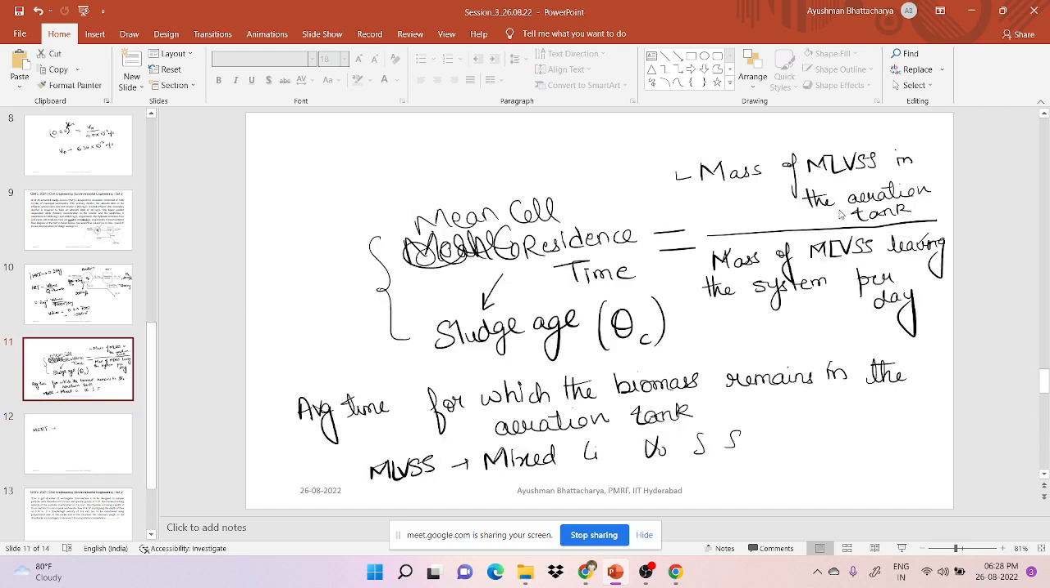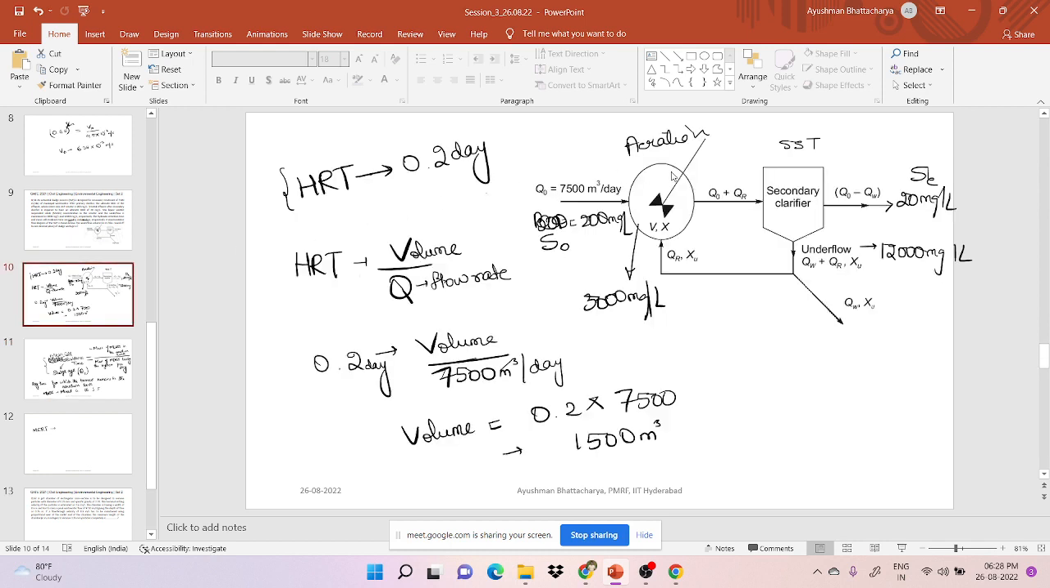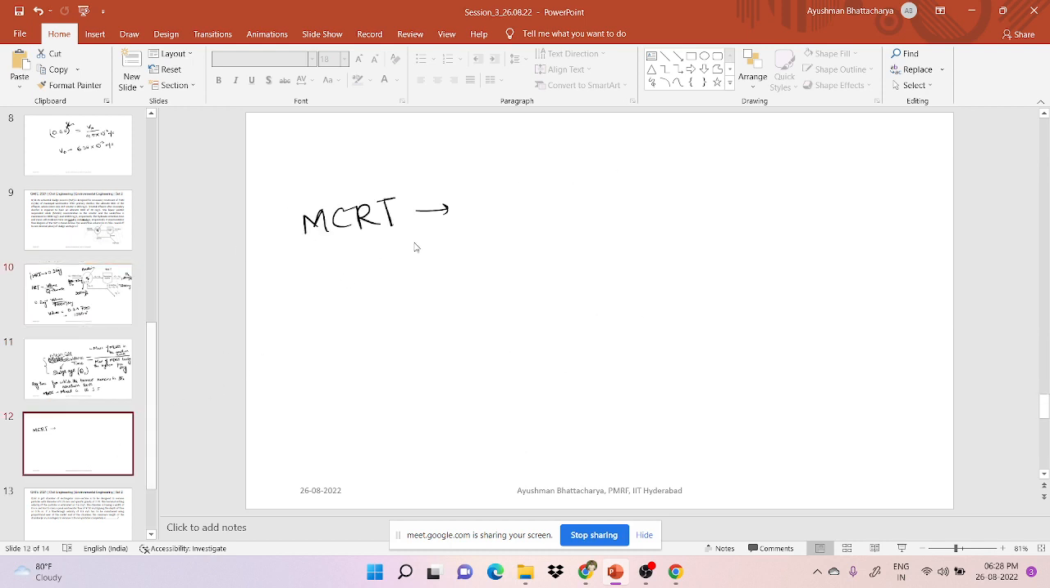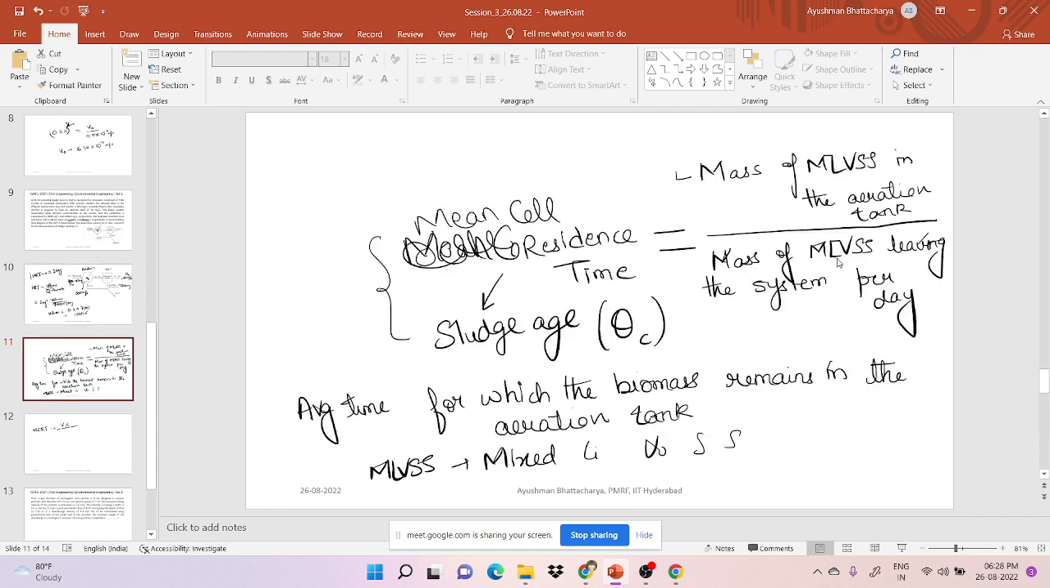mass of MLVSS in the aeration tank. The total mass of MLVSS in the aeration tank is nothing but V into X. V is the volume of the aeration tank, X is the MLVSS concentration in the aeration tank. So the total mass in the aeration tank will be V into X, divided by the mass of MLVSS leaving the system per day.